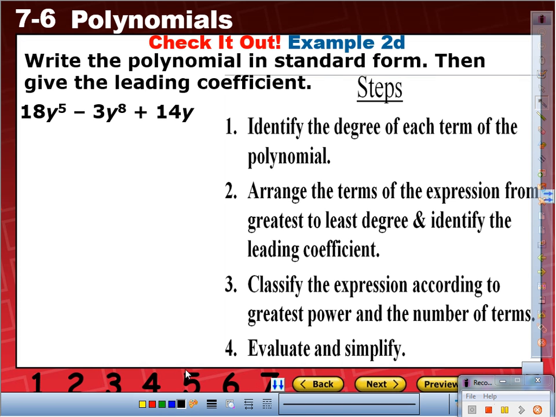Okay, I said for this one, let's see if we can skip the step where you circle each term and just write it in standard form. By looking at it, the first one, or the highest degree, is this one, so you should have written negative 3y to the 8th. The second term after that is this one, so it's plus 18y to the 5th. And the last one is plus 14y. Hands up if you got that. Okay? And by looking at it, the leading coefficient, if we read it from left to right, is negative 3. Hands up if you got that.